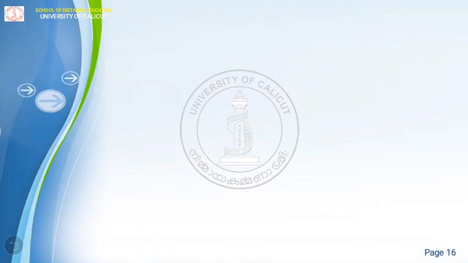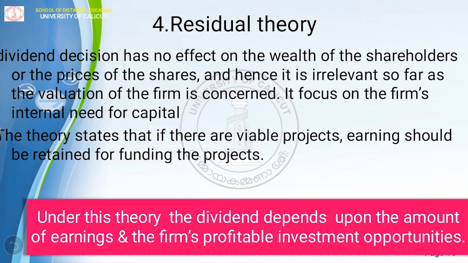Next, another model is residual model. Residual model also advocates the irrelevance concept of dividend policy, like the Modigliani and Miller model. This dividend decision has no effect on the wealth of the shareholders or the price of the shares is the main concept under this theory. So we can conclude that Gordon and Walter advocate the relevance concept, and the residual theory and Modigliani Miller theory are the irrelevance concept.